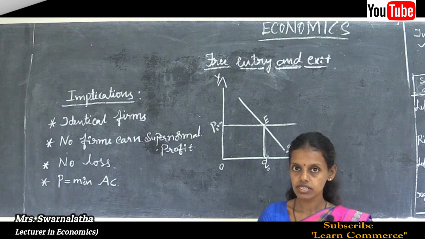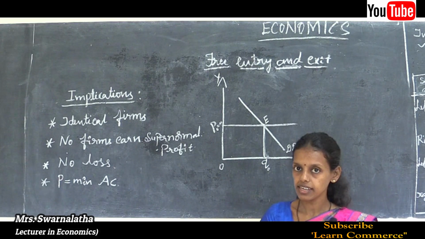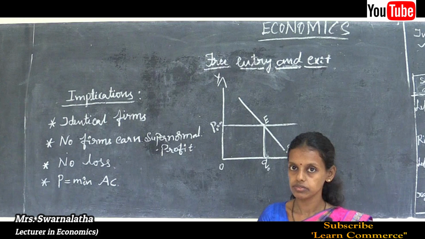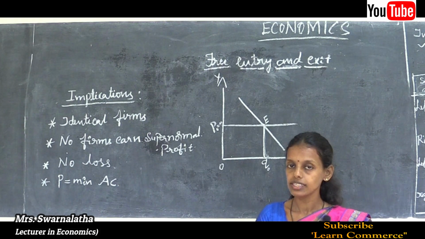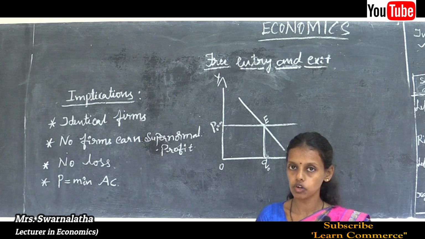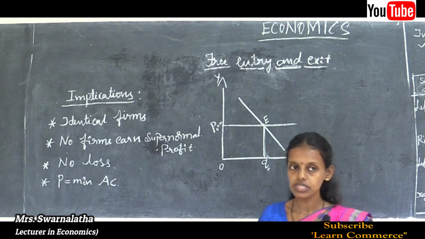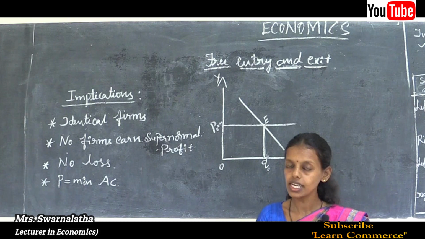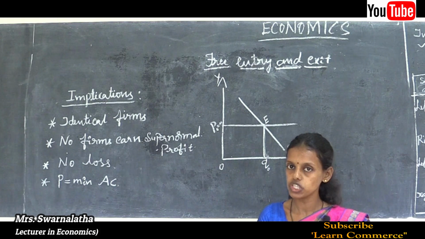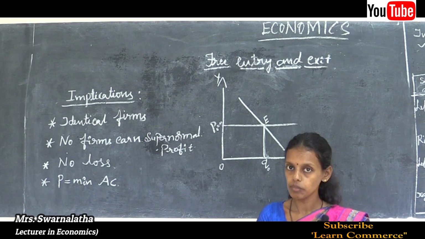Hello students, now let us discuss the implications of free entry and exit under market equilibrium. Recall from the previous chapter the features of a perfectly competitive market. What features did we study? First, all the perfectly competitive firms are producing identical or homogeneous products, with no changes in color, shape or size of the product.